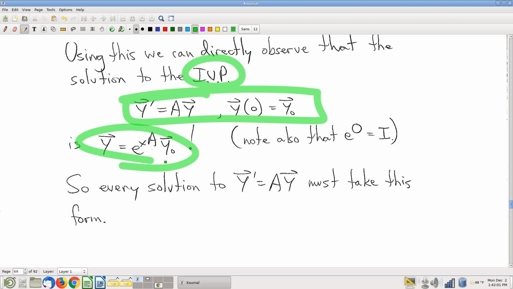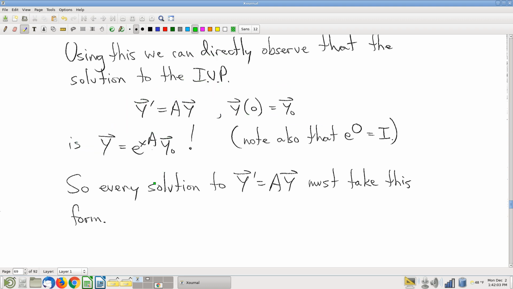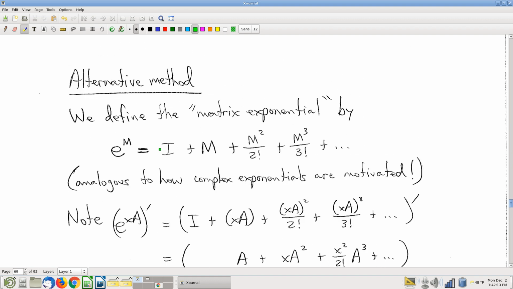All that really remains then is to figure out how to evaluate a matrix exponential times some vector. That's what we don't really know how to do, other than dealing with an infinite series, which is suboptimal.